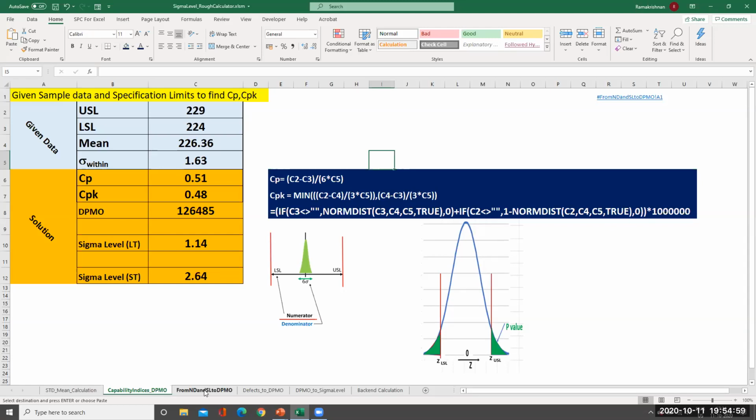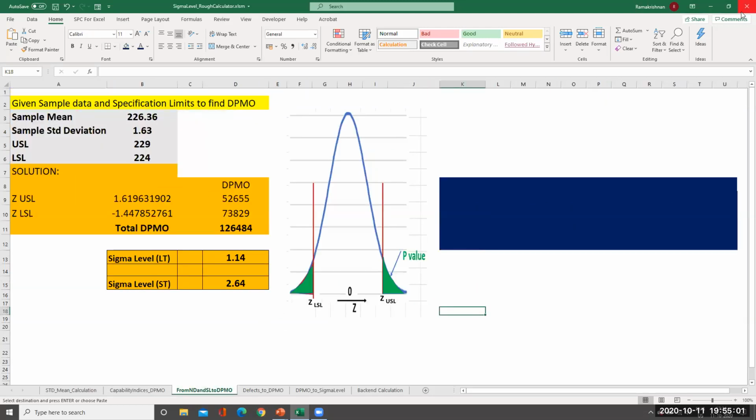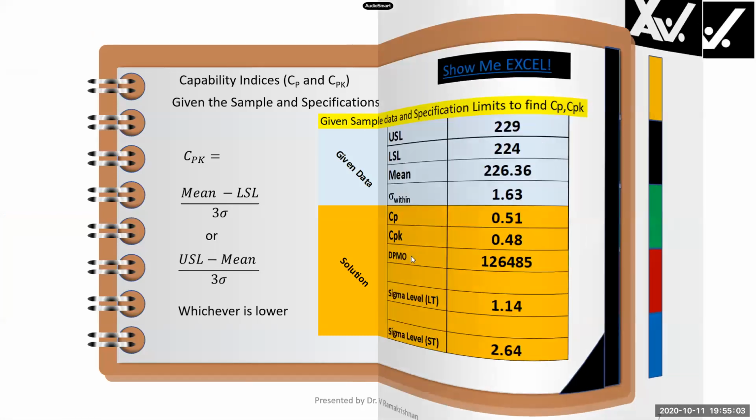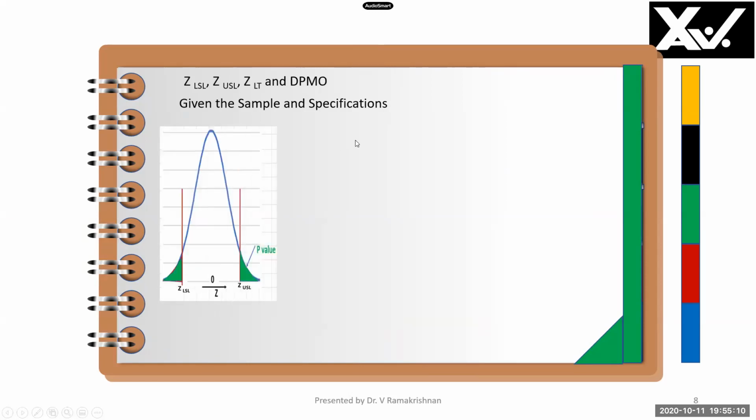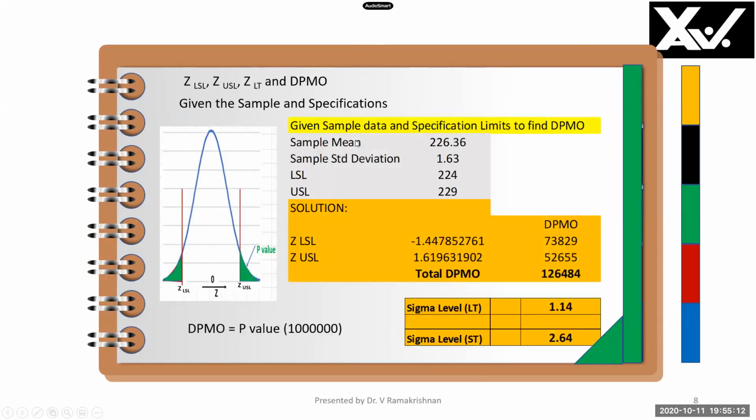So we will go to the other slide where we are going to give the details of this DPMO calculation. I have explained in a short way. In detail, I am going to explain here.